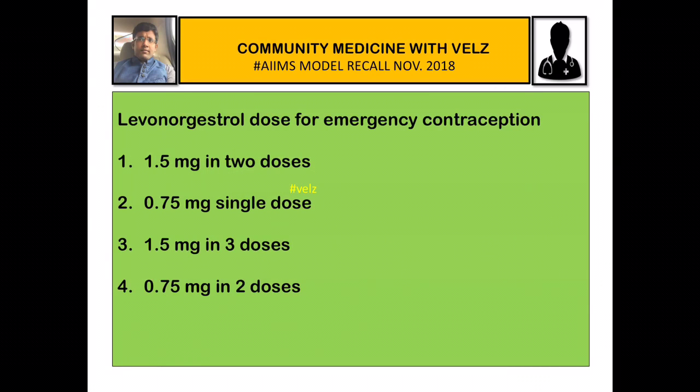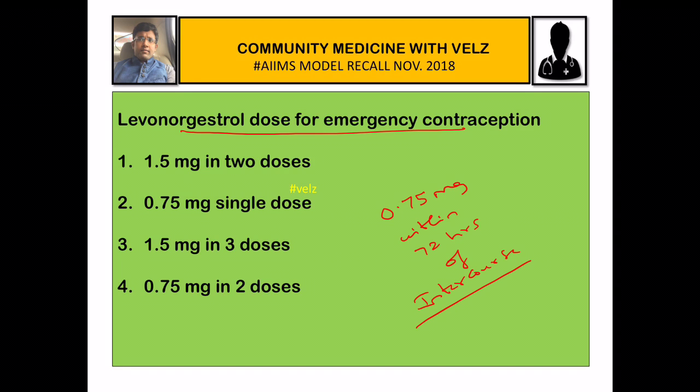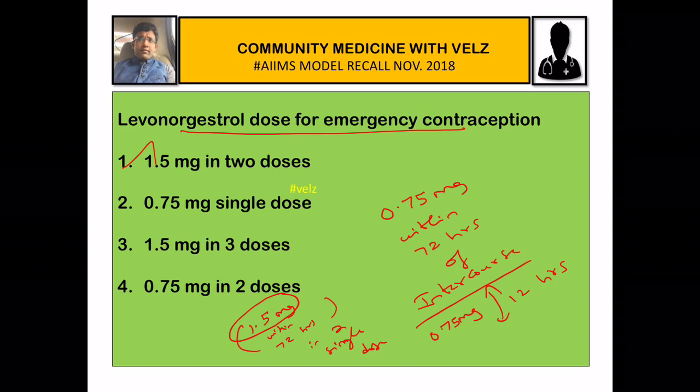So the next question is, what is the levonorgestrel dose for emergency contraception? So the usual dose is, first we have to take 0.75 mg within 72 hours of intercourse. Then the next 0.75 mg within 12 hours of taking the first dose. So the answer here is 1.5 mg in 2 doses. Recently there is also another way. We can take the whole 1.5 mg within 72 hours in a single dose. The total dose should be 1.5 mg.